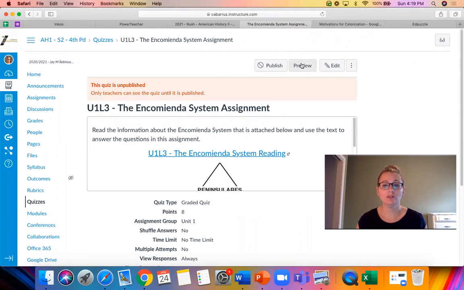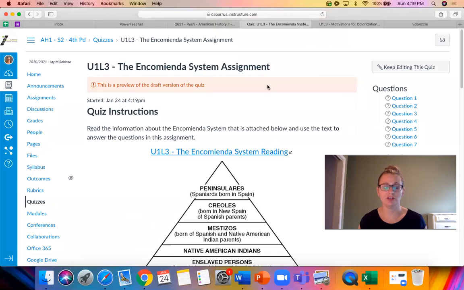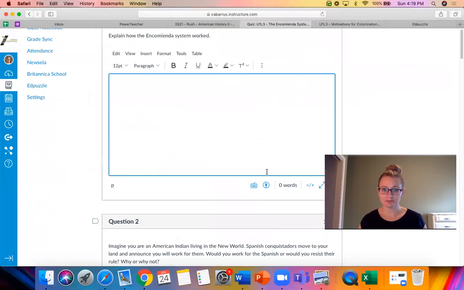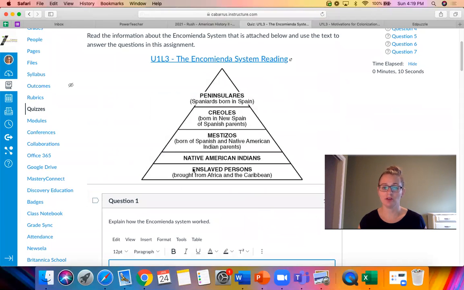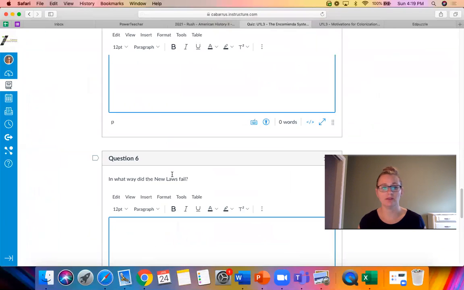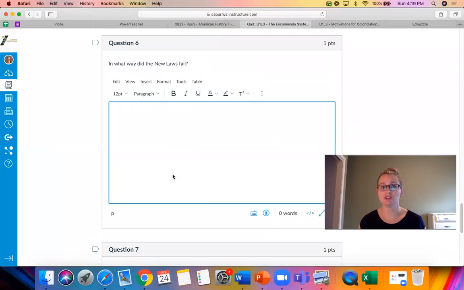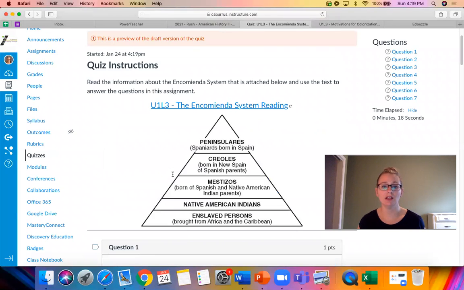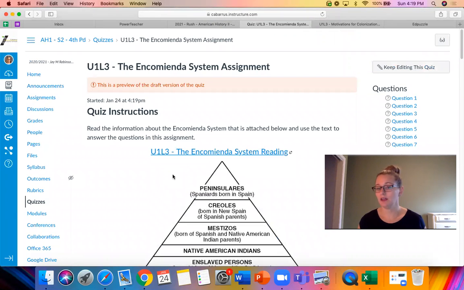So what you're going to do for this assignment, let me put this in preview mode so it'll look like it would look for you. You have a reading right here to click on. So you're going to use this reading and the information from that chart that I was talking about, and you're going to answer these questions. So that's it. You've got, what, 7 questions that you need to answer based on the reading. And once you turn that in, you're done.